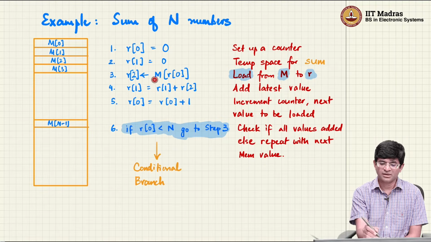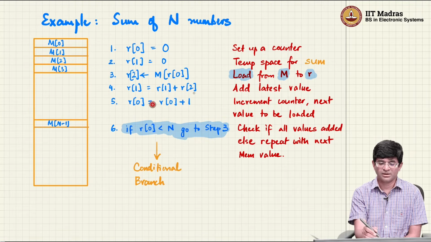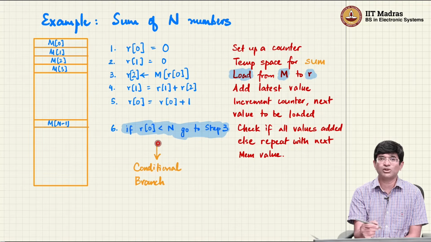What happens in step 3? I once again pull out R2 equal to m of 2 now. Okay. R1, which already had the value m0 plus m1, will become m0 plus m1 plus m2. R0 will become 3. Is it less than 10? Yes. Go back, right? R2 will now get m of 3. R1 will become m0 plus m1 plus m2 plus m3 now, right? R0 will become 4, and so on until R0 eventually becomes equal to 10.